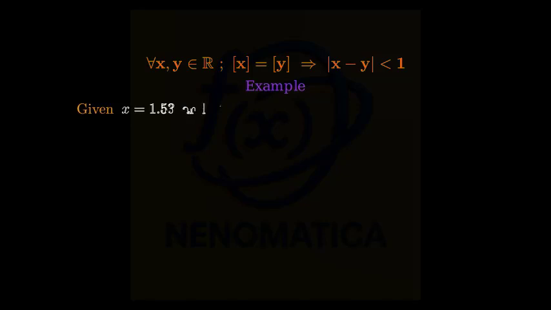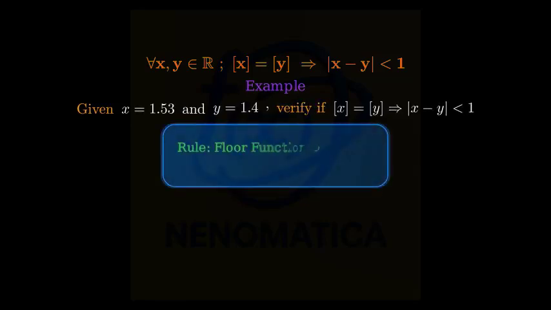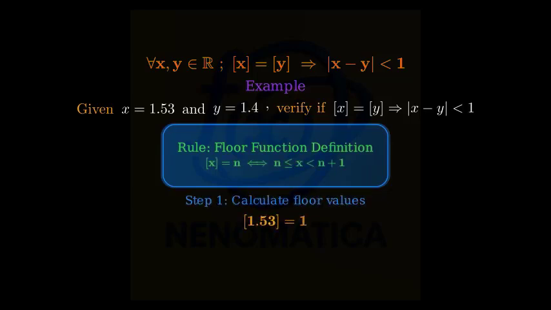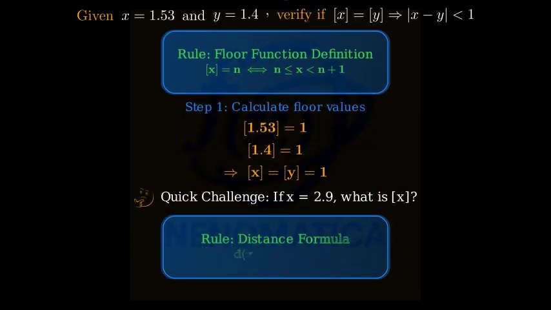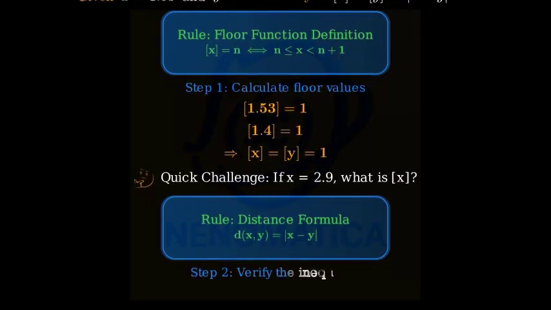In this lesson, we will prove a useful theorem about the floor function, sometimes called the bracket function. We will also check a concrete example first, and then present a clean, rigorous proof. First, let's see an example and verify the statement numerically before proving it. Step 1. Use the definition of the floor function to evaluate the brackets. The floor of a real number is the greatest integer less than or equal to that number. Step 2. Use distance as the absolute difference and compare to 1.